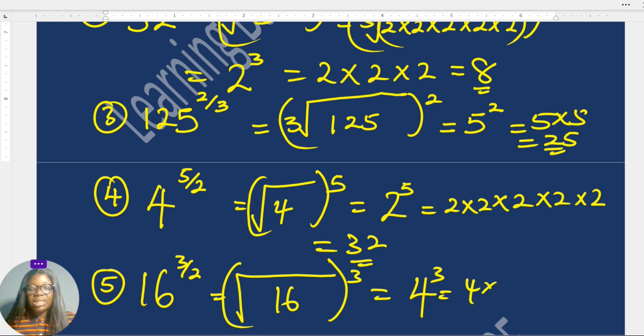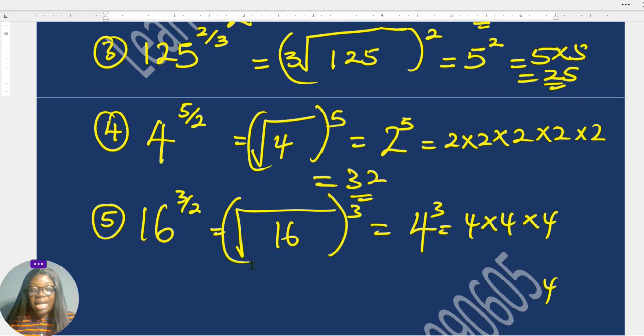So that will be 4 times 4 times 4. So 4 times 4 is 16, and 16 times 4 is 64. So the answer is 64. So 16 raised to power 3 over 2 is equal to 64.